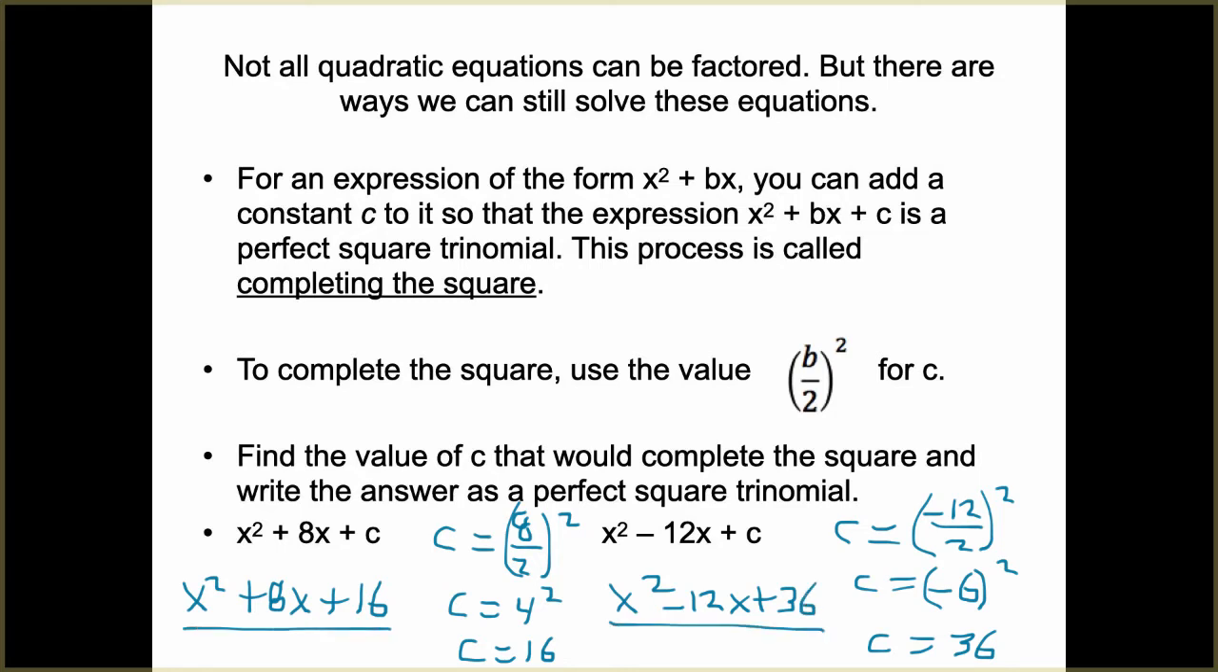This is what we'll be doing today for part of our assignment, and then we're going to do the other part, which will be solving. So remember that for finding the c, it's the middle term, the b value, divided by 2, squared. And that will give us the c we want to add to create this perfect square trinomial.